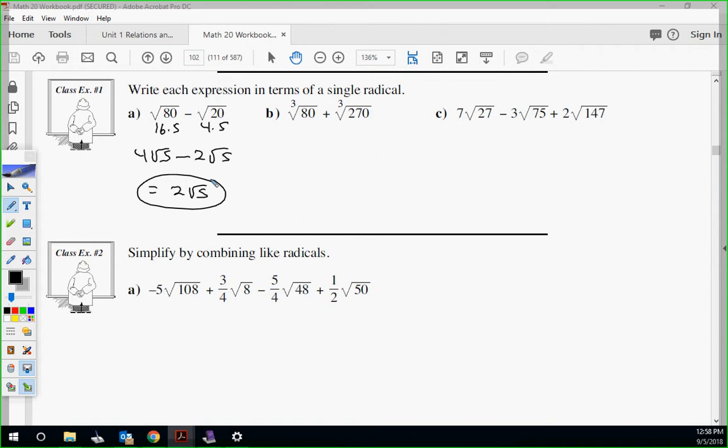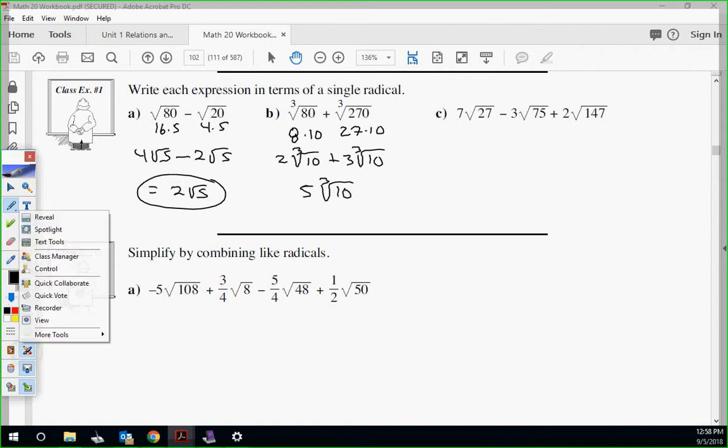Okay, the cube root 1. 8 times 10, 27 times 10. Remember, we like 8 and 27 because those are perfect cubes. 2 cube root 10 plus 3 cube root 10, 5 cube root 10 is where we're going to be for that one. Okay, I'll pause it for a second. I want you guys to take a shot at C. See how you do. I'll come check it down.